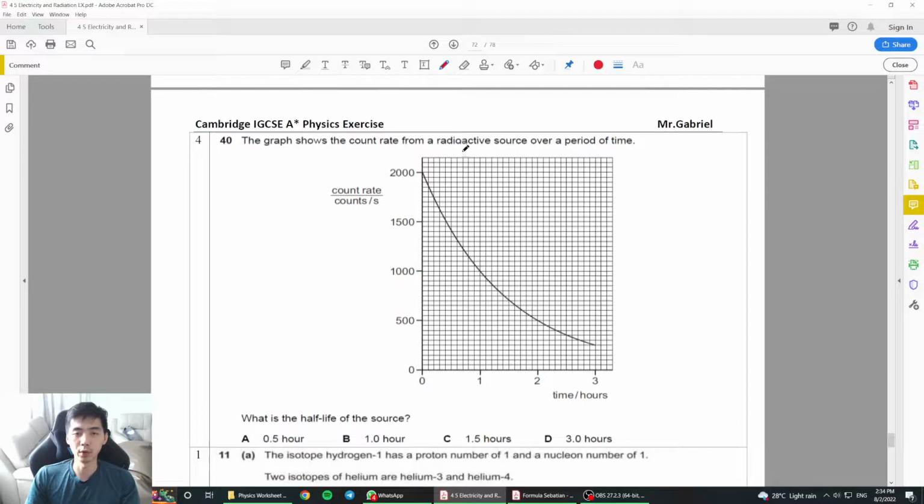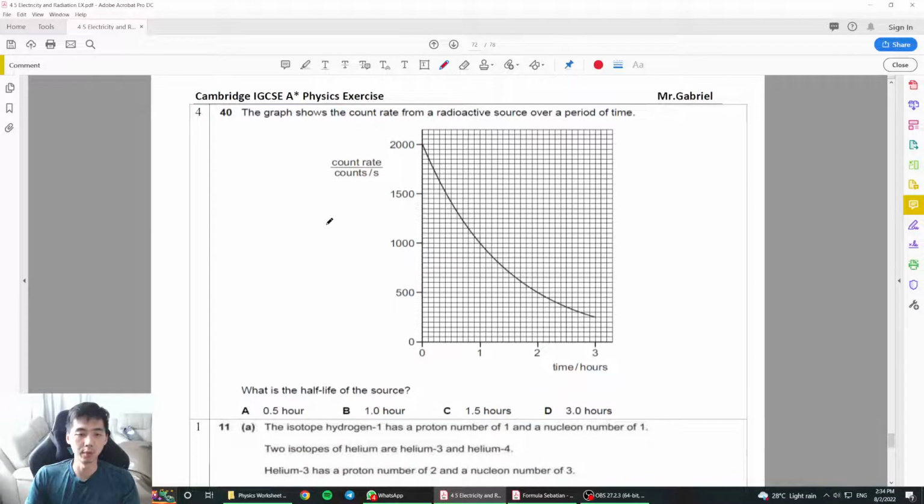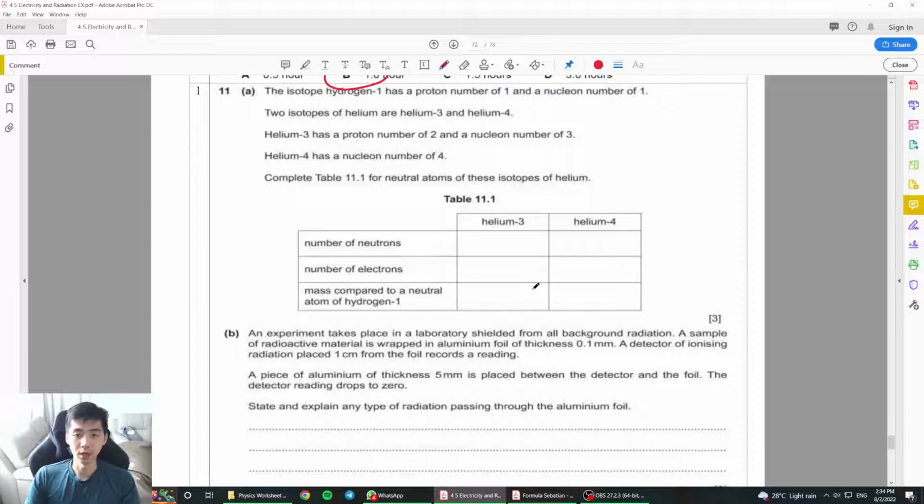The diagram shows the count rate from a radioactive source over a period of time. What is the half-life of the source? From 2000 to 1000, how long did it take? Exactly 1 hour. So it can be no other than B, right? And finally, the last page of this exercise for 2020.